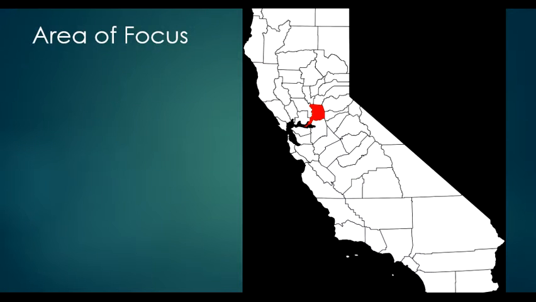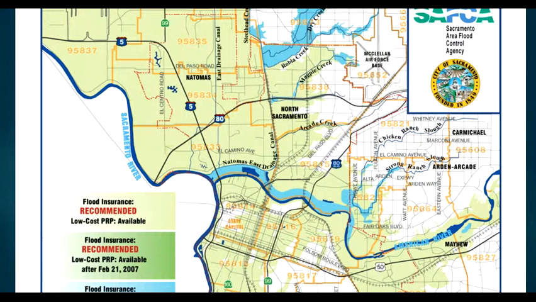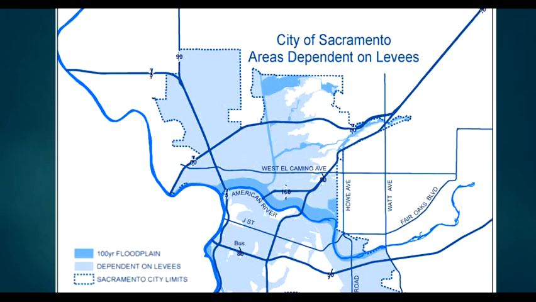Here is a map to highlight the area of focus that we will be talking about. In this map, you can see that Sacramento County is highlighted in red. Within the county, we will be focusing on the city of Sacramento and specifically in the neighborhood of Natomas, which is right here. You will notice that the Sacramento River is on one side of the Natomas area and the American River is on the other side.